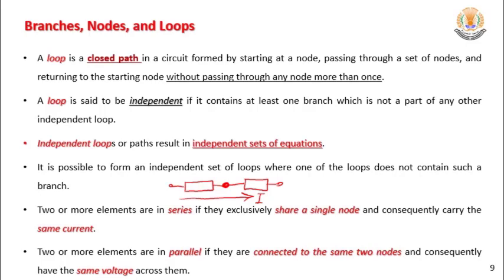But if you have 2 elements connected in parallel, you see now this terminal and this terminal. So how many common nodes here? 2. What else? The voltage will be the same. So for parallel connection, they will have 2 common nodes and the voltage will be the same. For series connection, they will have one common node, but the current will be the same. Clear?